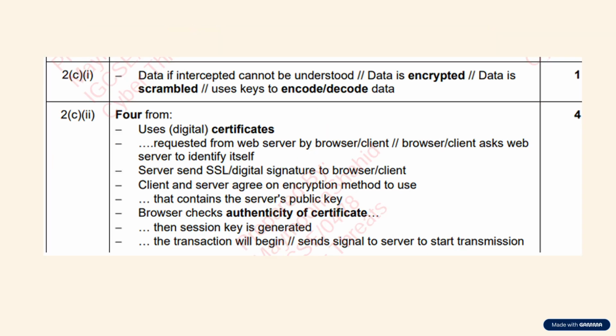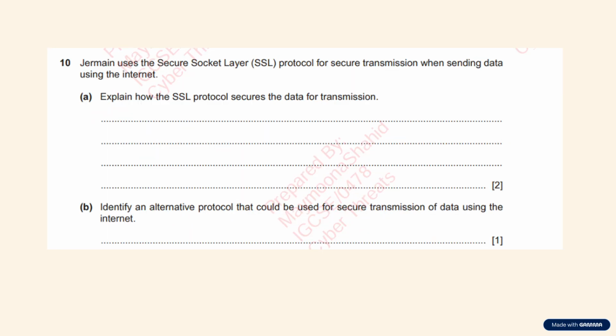Explain how an SSL connection is created. So what does SSL mean? The data is encrypted, the data will not be understandable by hackers, and keys are used to encode and decode. Again, SSL uses digital certificates: the browser requests the web server to identify itself. The server sends the SSL certificate, and client and server agree upon an encryption method. It contains the server's public key as well. The browser checks the authenticity of the certificate and the session key is generated. So these are the two different scenarios in which the question may be asked.